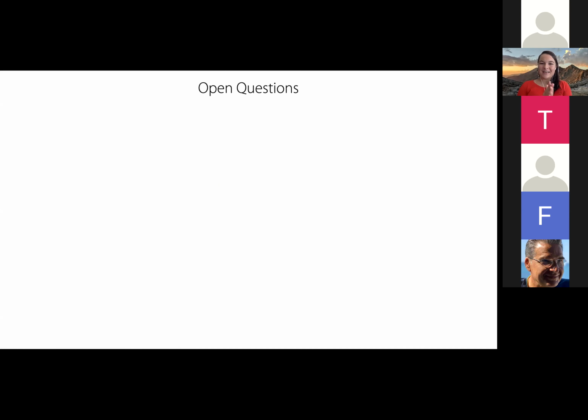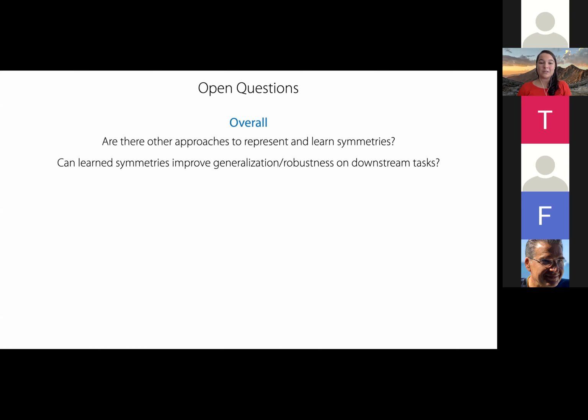Of course, I think that any work may open more questions than it answers. In the process of this work, we ran into a number of really interesting open questions. Overall, we're interested in questions like, are there other approaches to represent and learn symmetries other than data augmentation approaches and other than MSR? Can learned symmetries improve generalization and robustness on downstream tasks? This isn't something that we explored very directly in our experiments so far.